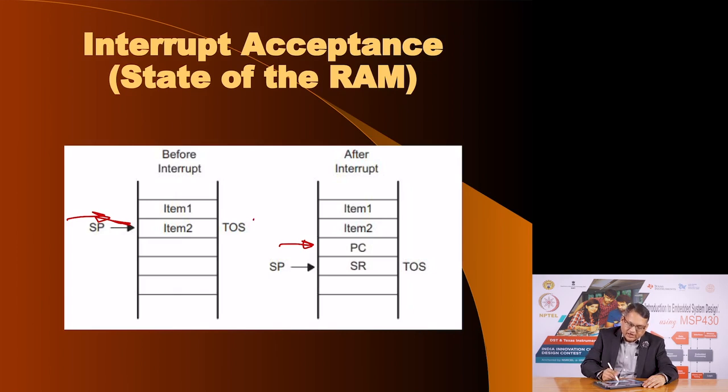Now, TOS stands for top of the stack. So, what was top of the stack here is now at this location. 4 memory locations are used to store these two registers, the program counter and the status register.